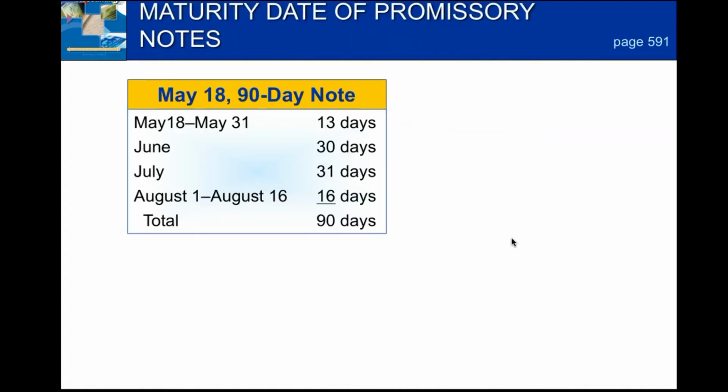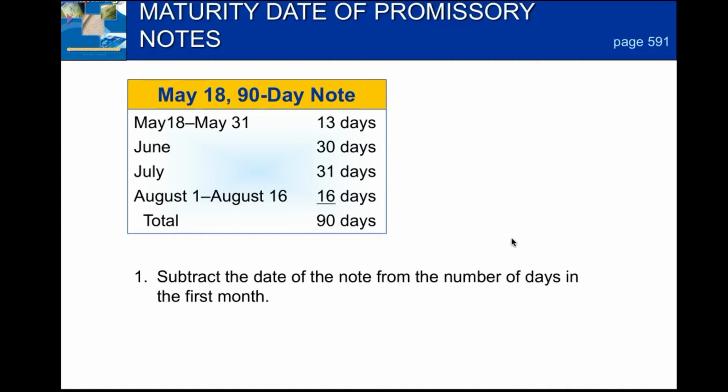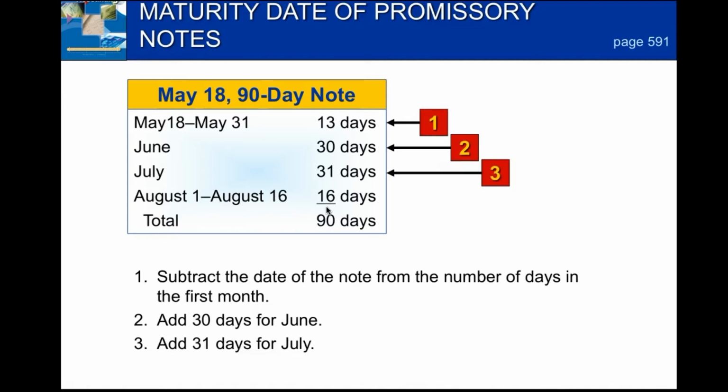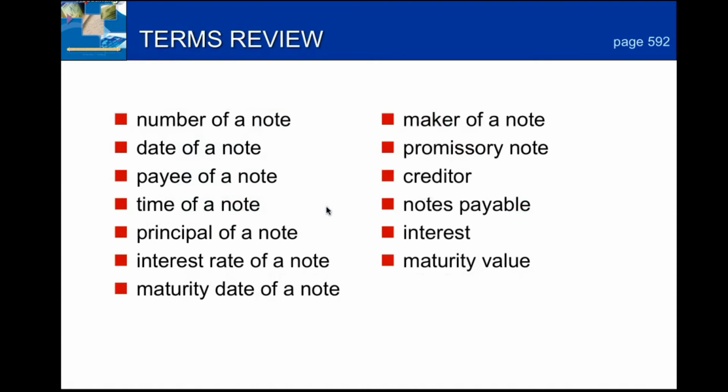The maturity date of promissory notes: you're going to subtract the date of the note from the number of days in the first month. Say you take the loan out on May 18th, you're only going to have 13 days in May. Then in June, you're going to have 30. July has 31 days. And then in August, you'll have 16 days. All of that will make up 90. I'll just walk through that. And then we have our terms for review.